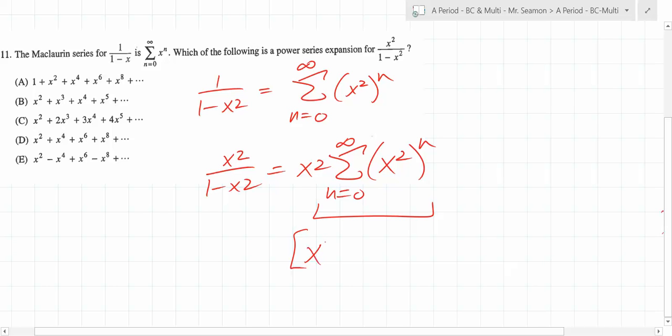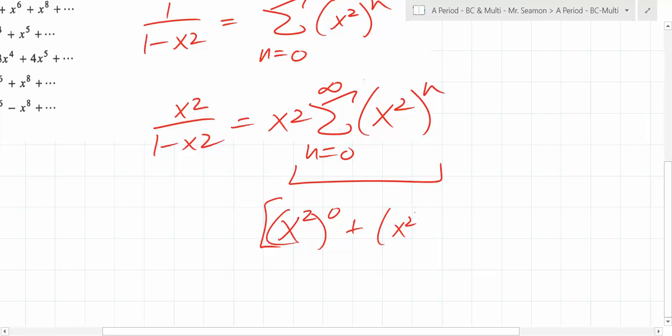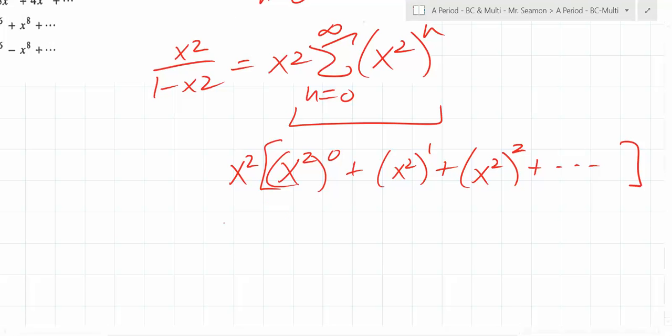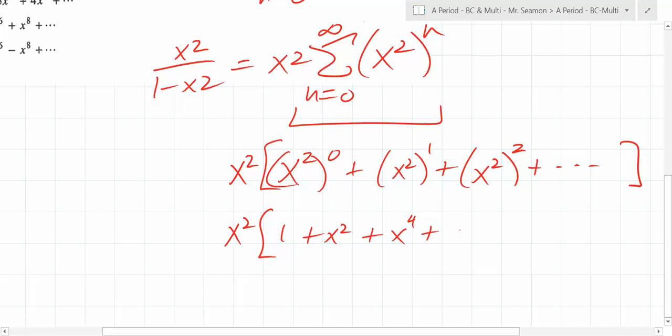What's the next one going to be? X squared to the 1. I'll write it out more explicitly. Plus x squared to the 2 and so forth, right? What's out front of this thing? X squared. Well, what do we now have? We have x squared times 1 plus x squared plus x to the 4 plus x to the 6, right?